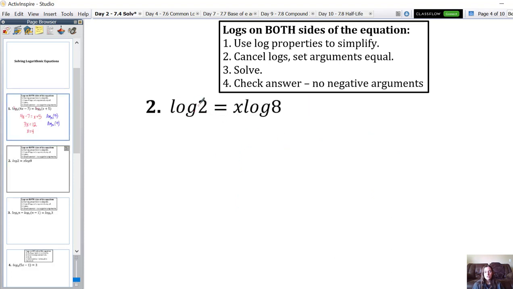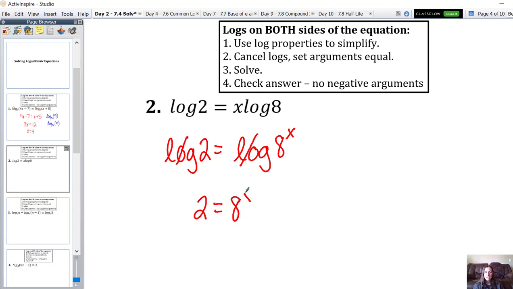Now we have log of 2 equal to x log of 8. This one we need to move the x to the exponent first, and then we have a log equal to a log. So I'm going to start by saying log of 2 equals log of 8 to the x. Now I have just a log of something equal to a log of something. There's nothing else I need to condense. So we can just focus on the insides. 2 equals 8 to the x.